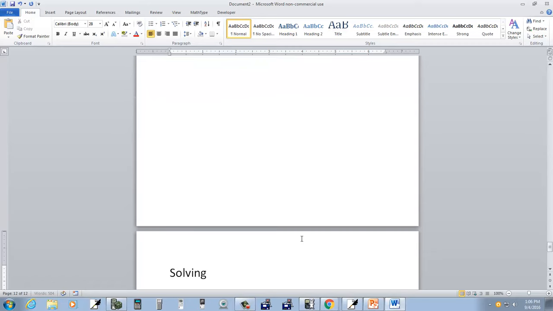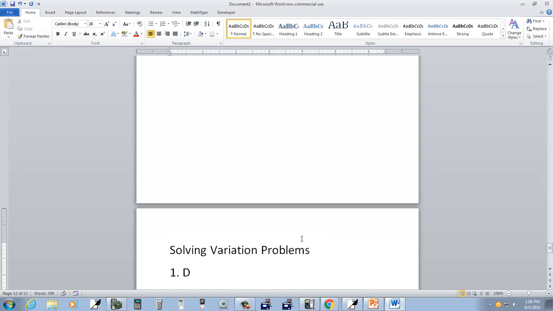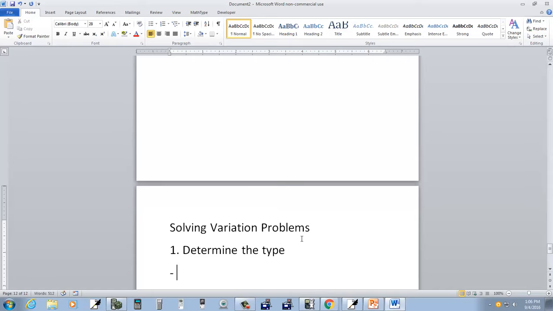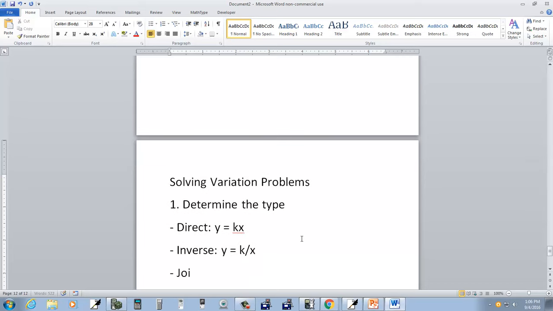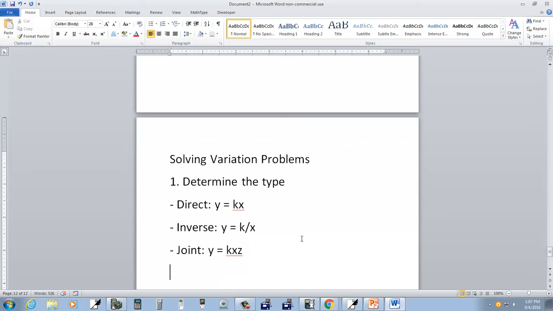Okay, solving variation problems. Step 1. Determine the type. Now you'll have a direct variation where y is equal to kx. You'll have an inverse variation where you have y is equal to k divided by x. You have a joint variation where you have y is equal to kxz, although you can have more than 2 variables on the right side there. And we have a combo, which is a mix of the above.